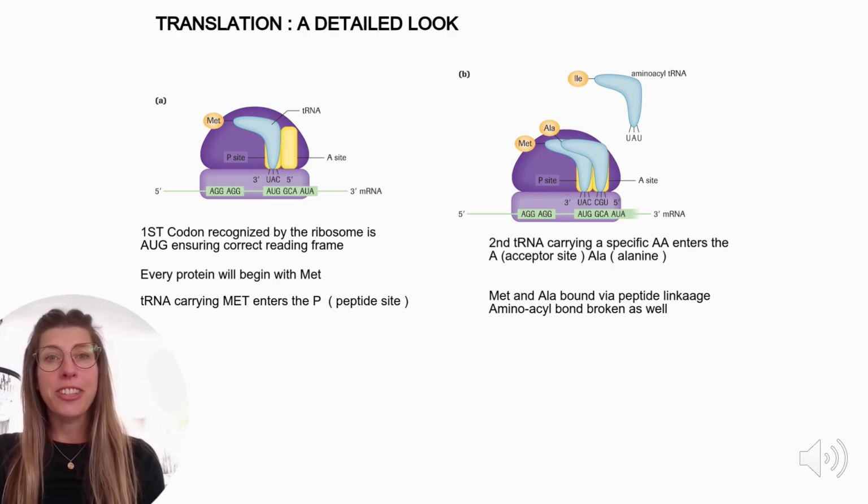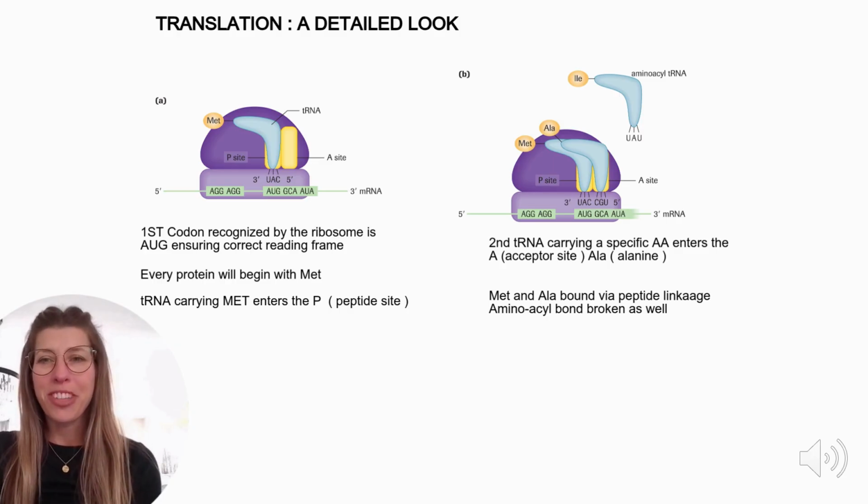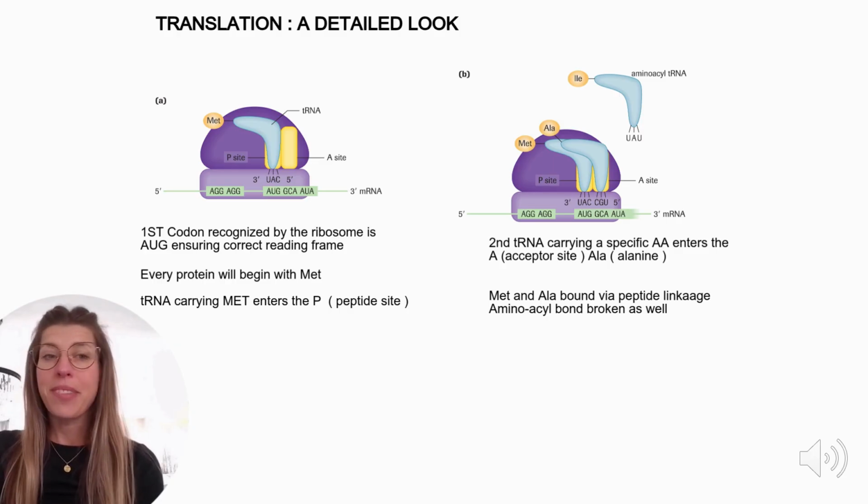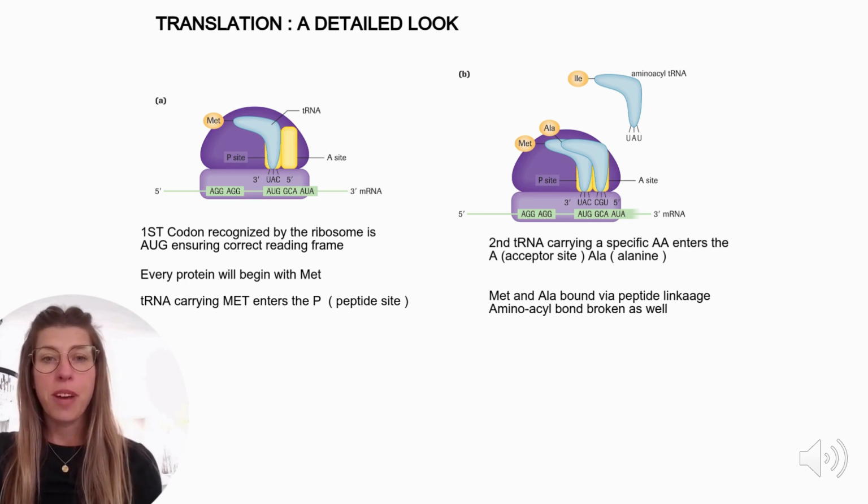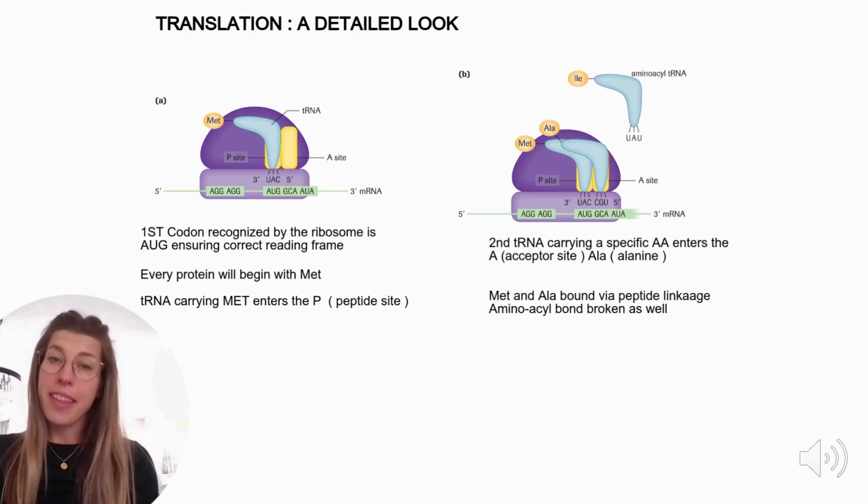So let's look at the details here. You can see in A that the first codon is recognized by the ribosome there. Okay, so we have the codon AUG in this first example. You can see that that's the first codon in that sequence there. That will be translated. The AUG ensures correct reading frame as every protein will begin with the MET. Remember, we talked about the start codon, which codes for MET, M-E-T.